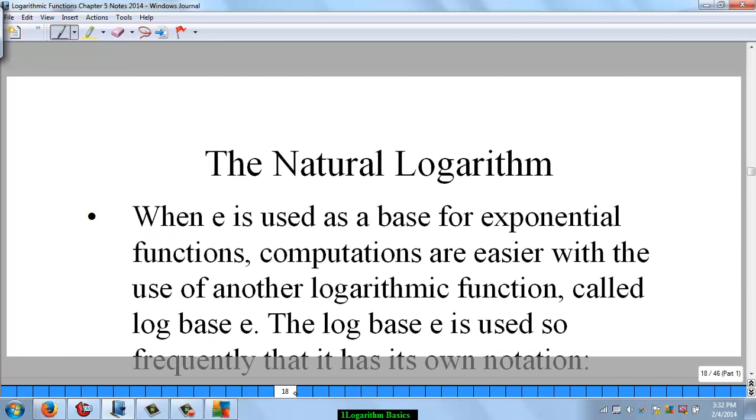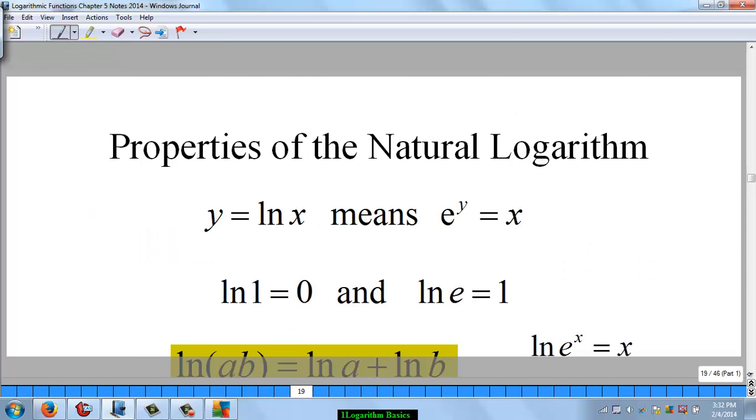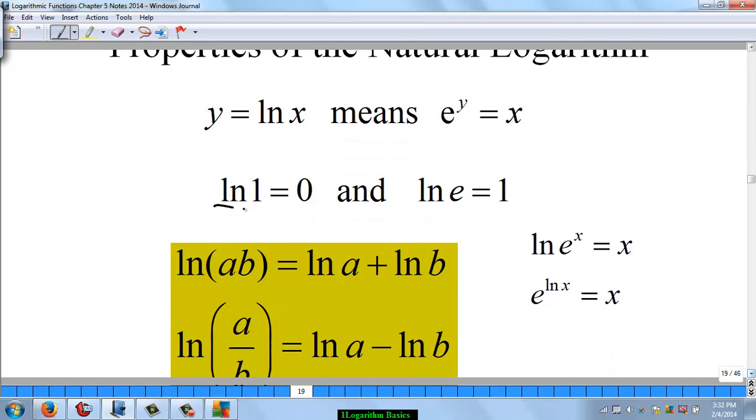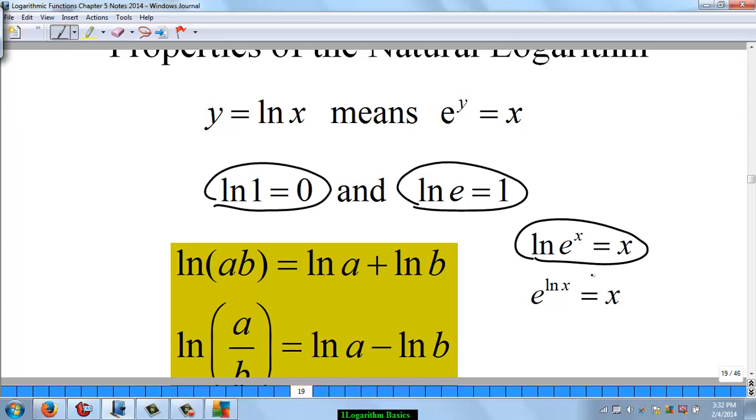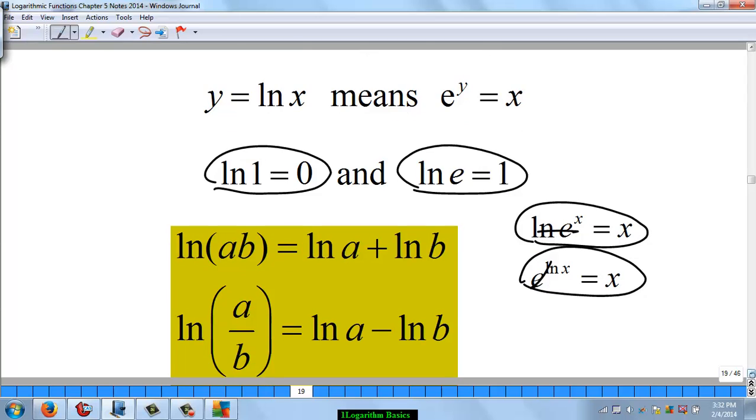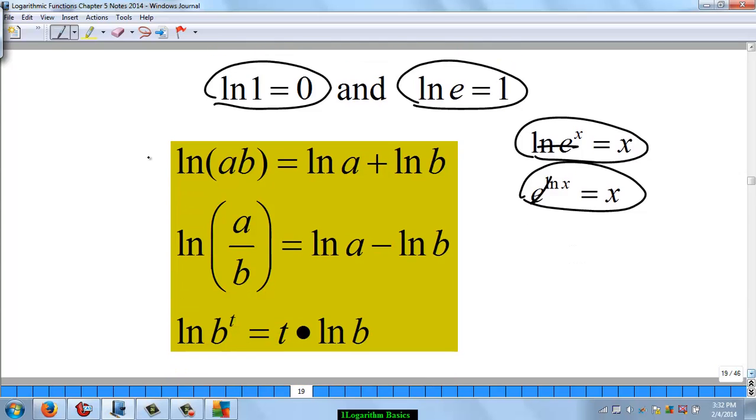I think I skipped a slide. Okay, properties. Properties, same thing. ln 1 is 0, ln e is 1, and ln e to the x is thanks for playing, and I can do this way. We practiced that already. And the 3 log rules go with ln just like they did log. So you have multiplication, you add, division, you subtract, and then if you have it raised to a power, you can bring it down front.